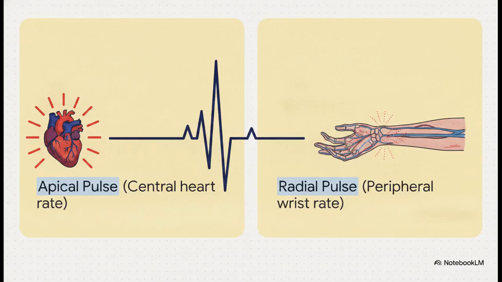This also brings us to a really vital clinical concept called the pulse deficit. Sometimes, clinicians will check the apical pulse directly on the chest while simultaneously checking the radial pulse at the wrist. They're comparing the central heart rate against the peripheral wrist rate. If there's a difference between those two numbers, that is a pulse deficit. It means not every heartbeat is actually strong enough to pump blood all the way out to the extremities.